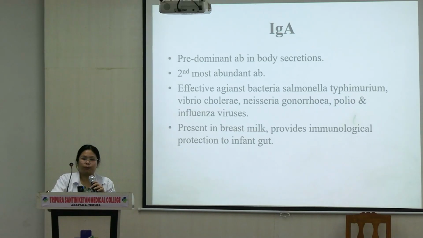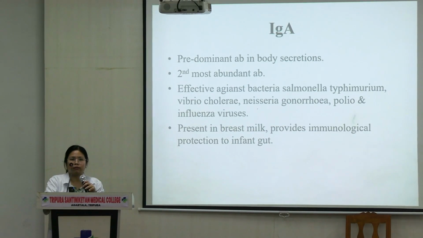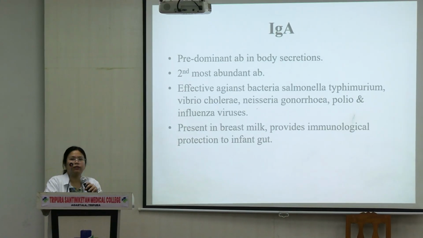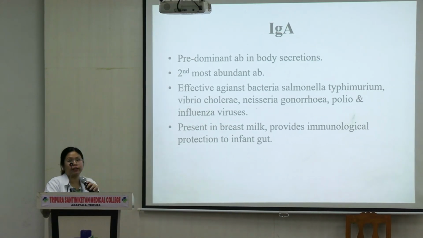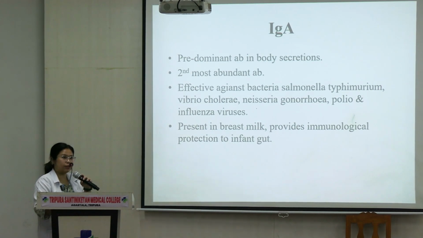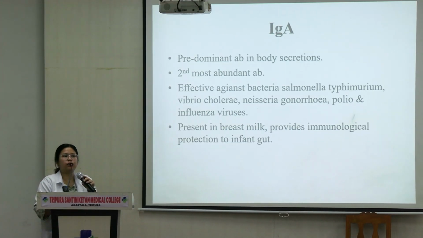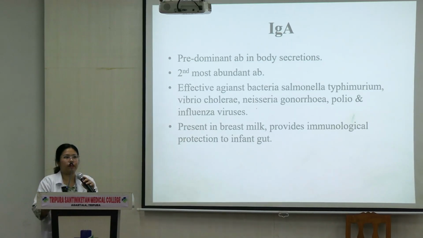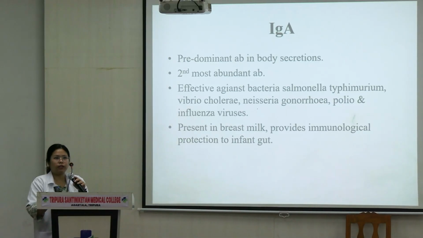Can anybody tell me, what does Vibrio cholerae do? Which disease does it cause? Cholera. Neisseria gonorrhoeae? Gonorrhea. It's in the name itself. Also polio and influenza viruses. So it's effective against viruses as well as bacteria. This is present in breast milk as well. That's why when mothers breastfeed the baby, they are able to transfer antibodies from the mother to the baby and help in making the immunity of the baby better.